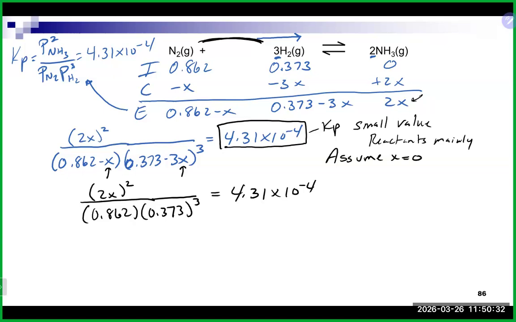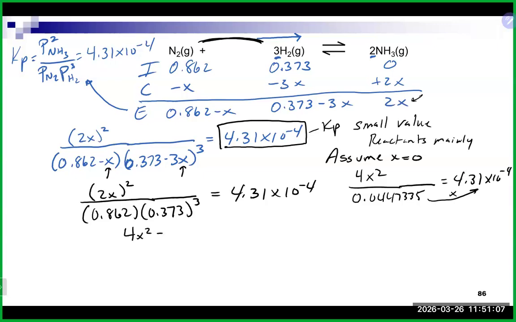So if we do that, I'm going to clean up some stuff here. We'll go 4x squared up on top. We'll go 0.373 and we're going to cube it, and we're going to times it by 0.862. That's going to give us something like 0.0447335 on the bottom equals 4.31 times 10 to the minus 4. We obviously are going to then multiply that to the other side. And when we do that, 4.31 to the minus 4, that's going to get us 4x squared is equal to 0.00001928.